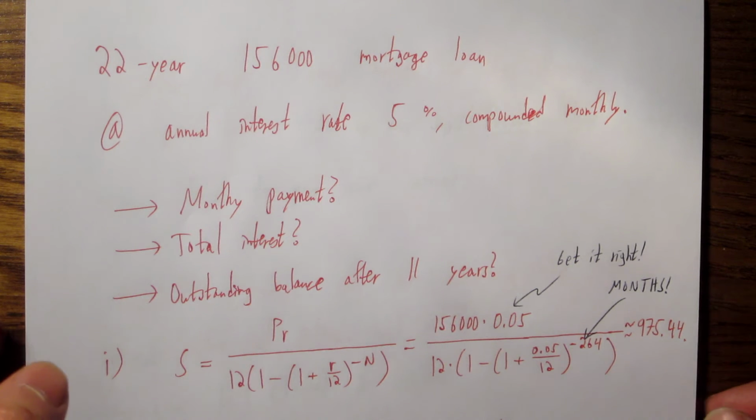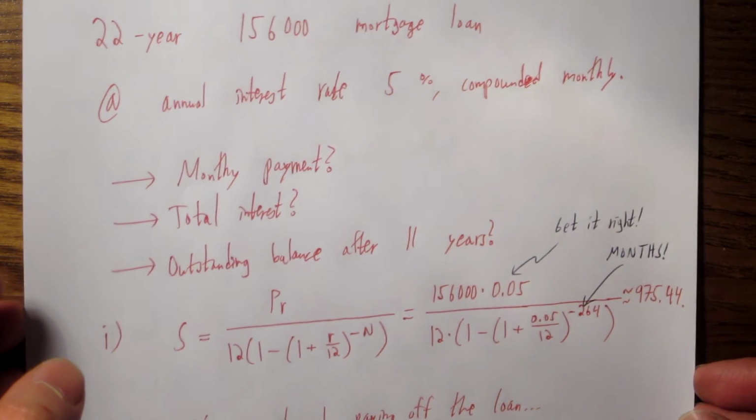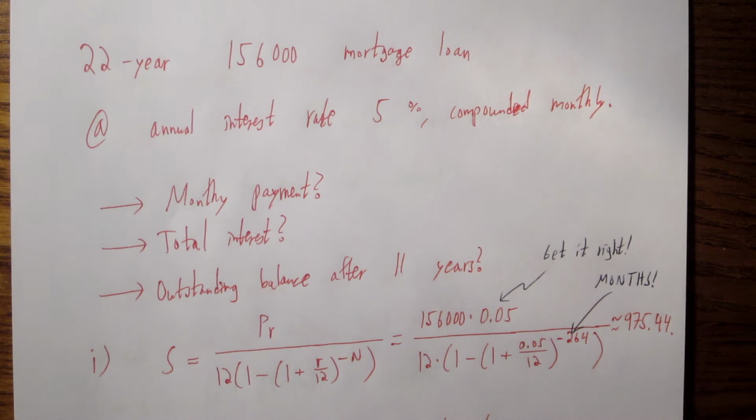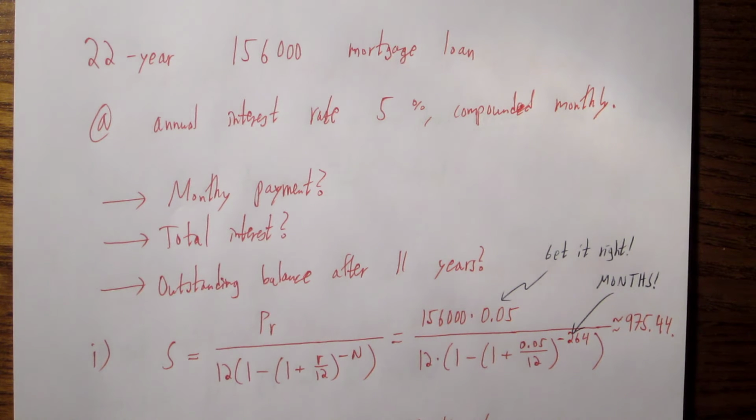Here is a mortgage loan example. It's a 22-year mortgage loan of 156,000. Annual interest rate is 5%, that's to say 0.05, and interest is compounded monthly. We want to find the monthly payment, the total interest, and the outstanding balance after 11 years. Okay, so think in terms of months, months, months.